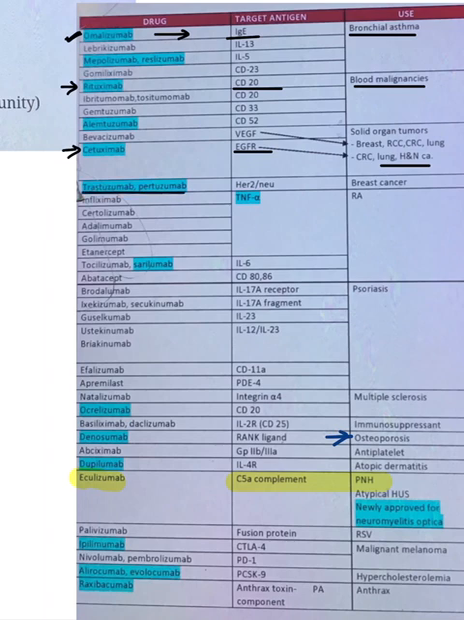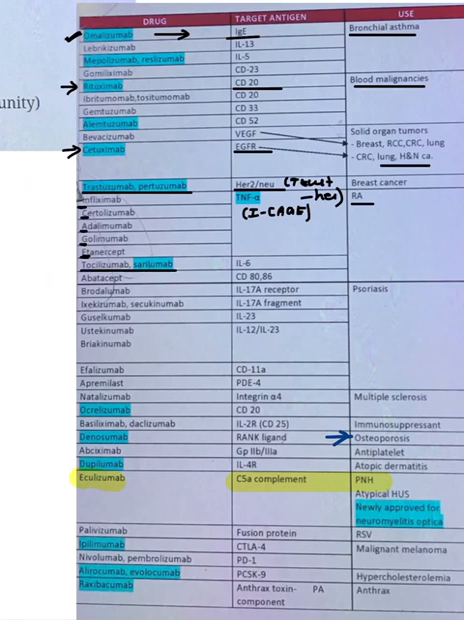Then this is very important, that is trastuzumab and pertuzumab. This is HER2/neu, remember the mnemonic TRUST HER. These drugs are used in breast cancer. For TNF alpha antagonists, remember the mnemonic I CAGE. I is for infliximab, C for certolizumab, A for adalimumab, G for golimumab, and E for etanercept. So these drugs are used in rheumatoid arthritis treatment.